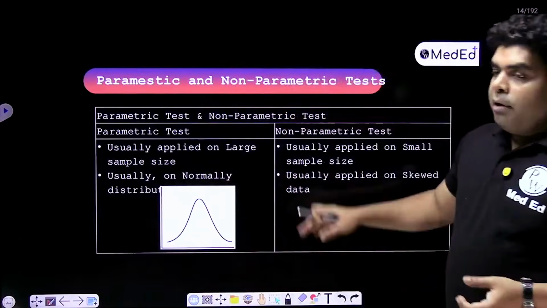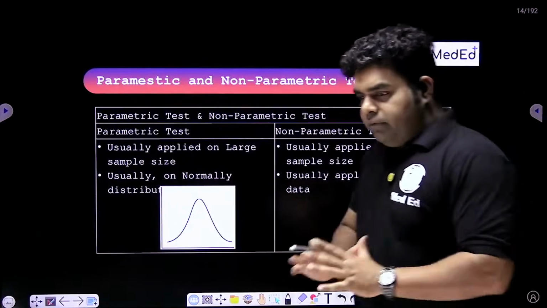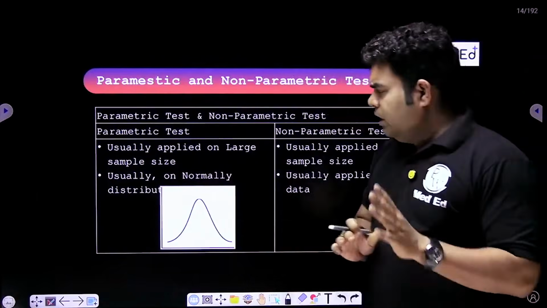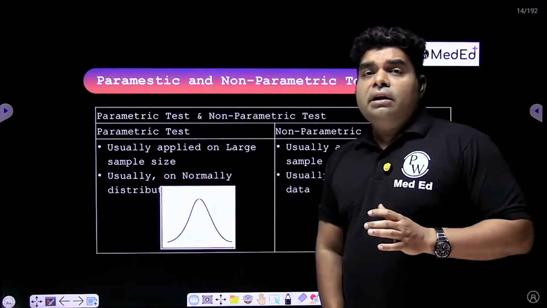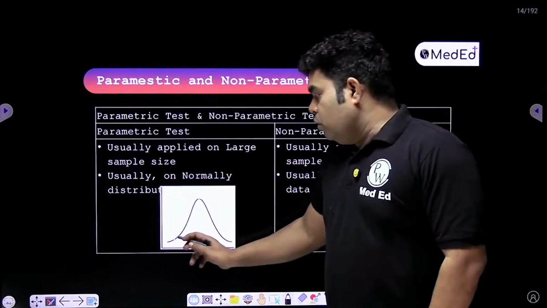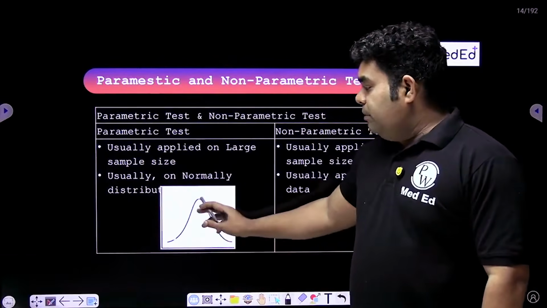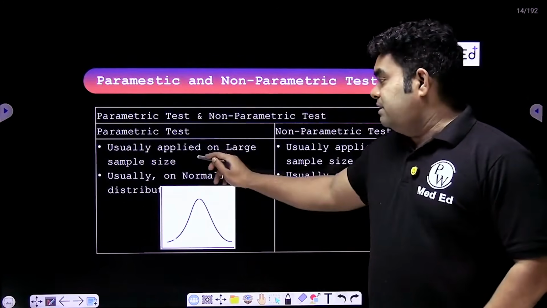Now let's discuss parametric and non-parametric tests. It's actually very simple, just a new thing, so we find it difficult, but it's very simple. Suppose I am measuring the score of 10,000 students. Some students will score low, some will score high, and the majority will be in the center. This is what happens if the sample size is large.